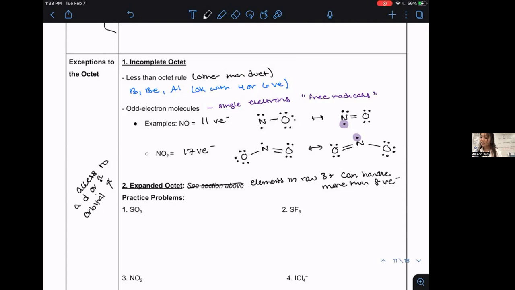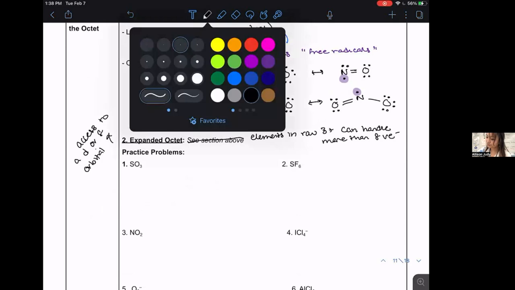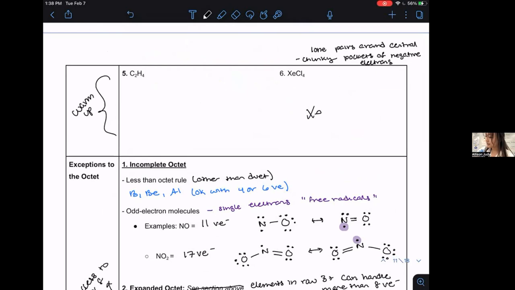So, for example, let's go up above: xenon tetrachloride. Notice this noble gas is going to have attached chlorines. For this structure, the total valence electrons is xenon 8 plus 7 chlorines, 4 sevens, 28 plus 8 is 36.